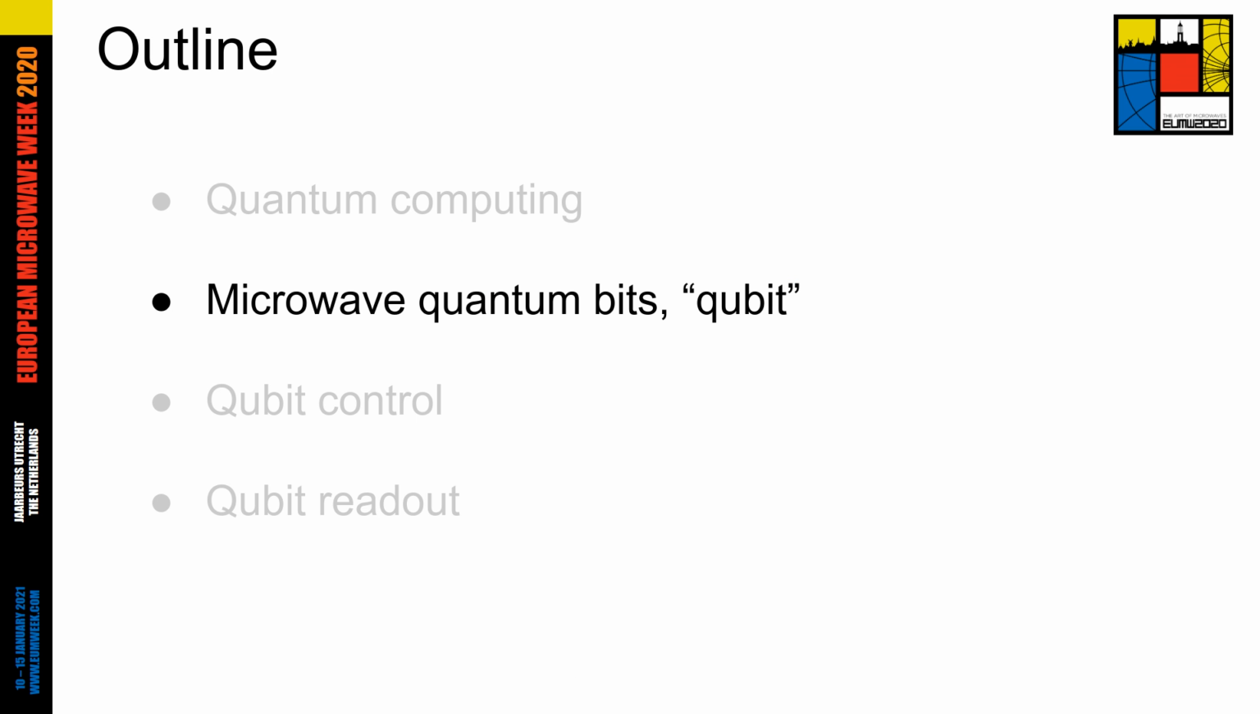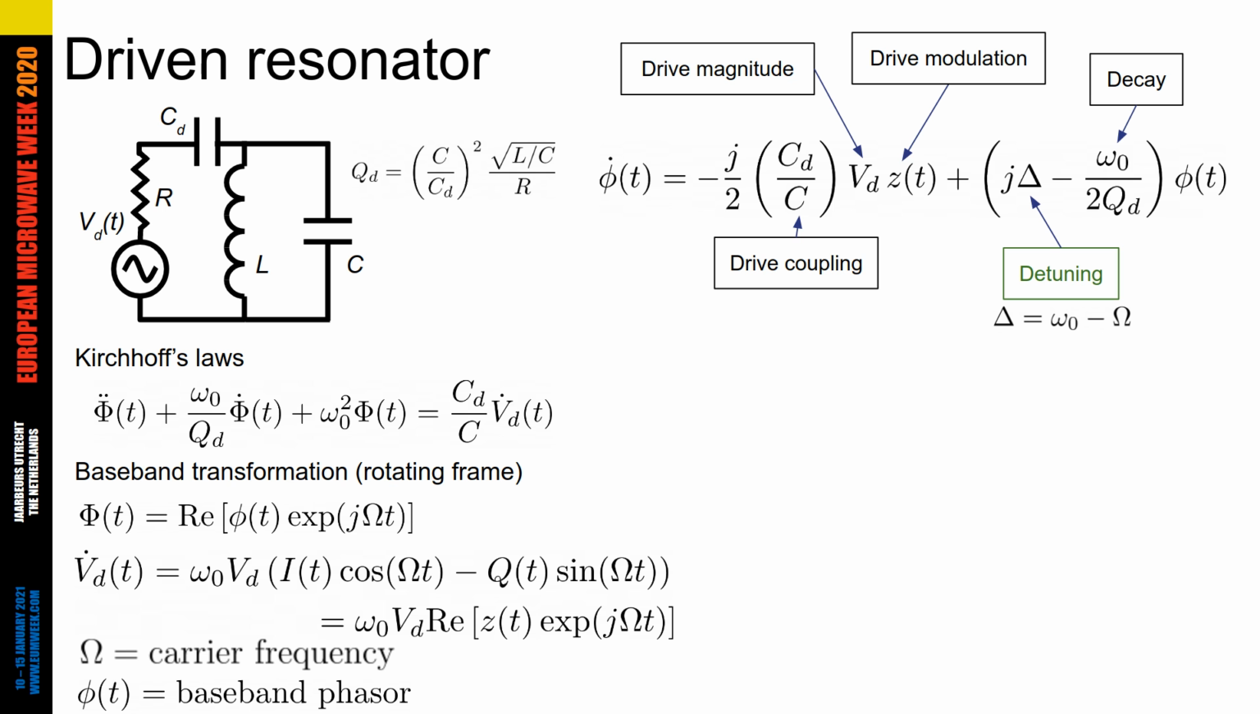Okay, now let's talk about how we actually take a microwave resonant circuit and make it behave like a quantum bit, or qubit. We're going to start with something we already understand: a classical LC resonator, shown here with an L and a C, driven by a voltage source, VD, through a resistor R, and coupled in through a capacitor, CD.